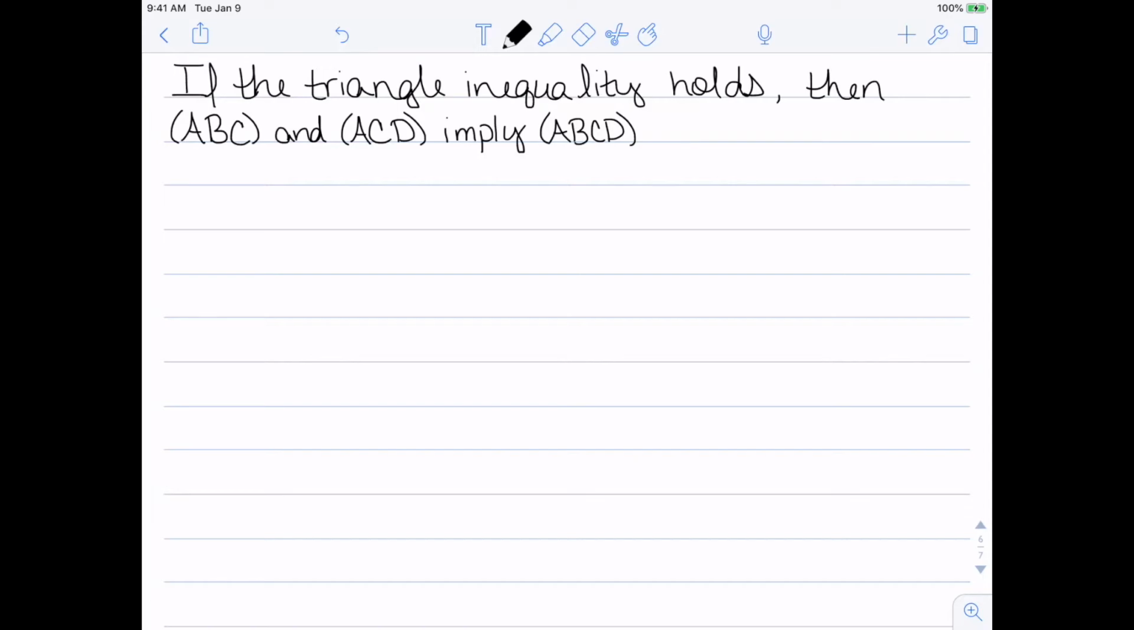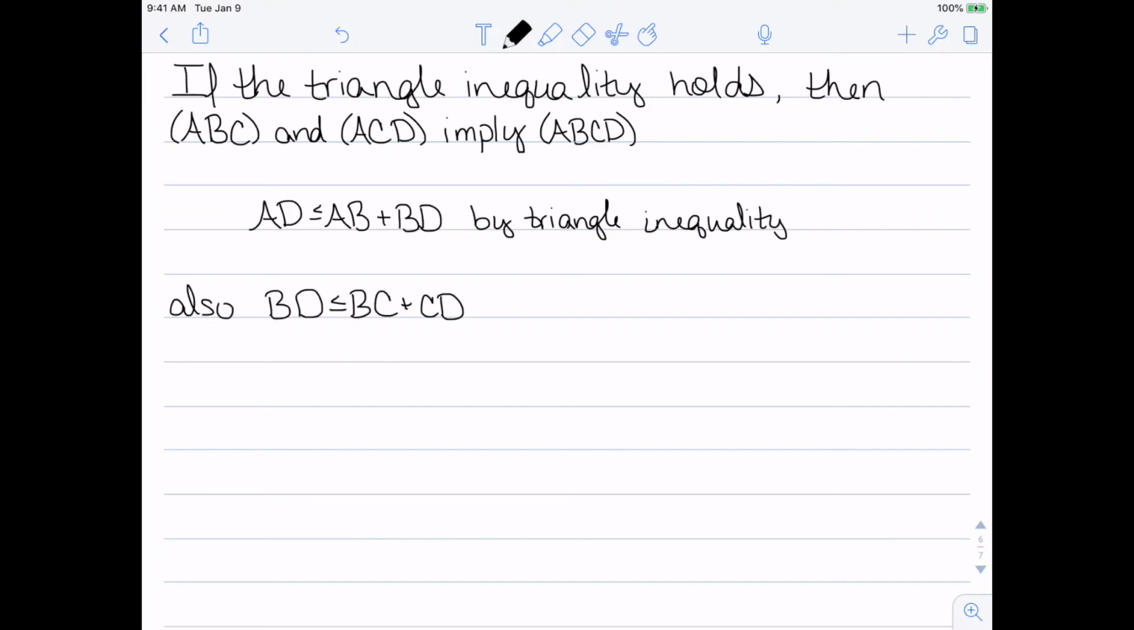So the first thing we need to prove is that these are all collinear. That follows exactly the same as in my last proof, so I'm not going to go into it, to prove that these 4 points are collinear. Since we know the triangle inequality holds, we can say that AD is less than or equal to AB plus BD. From the triangle inequality, we also have that BD is less than or equal to BC plus CD. We're going to add AB to both sides of this.